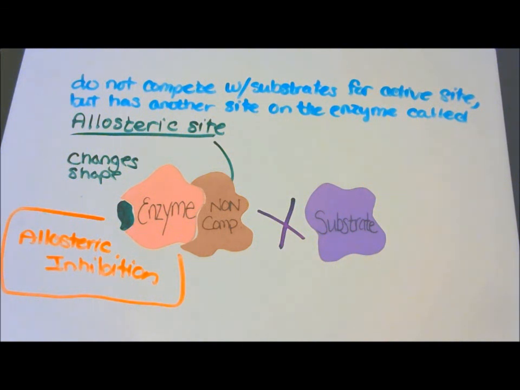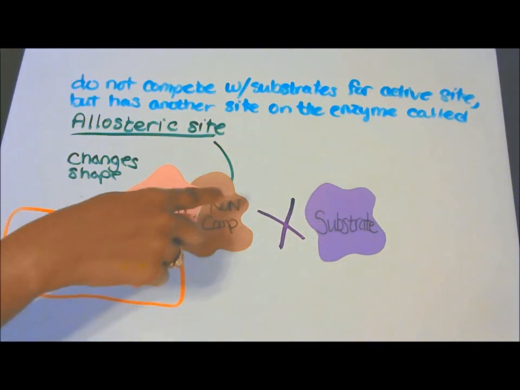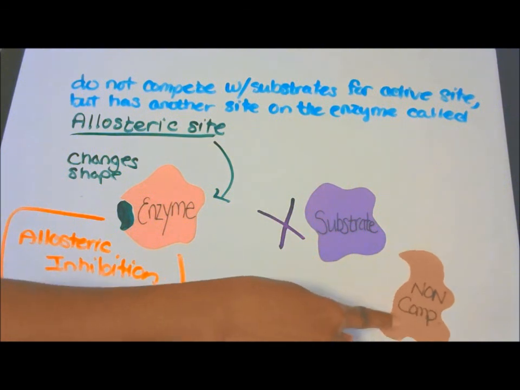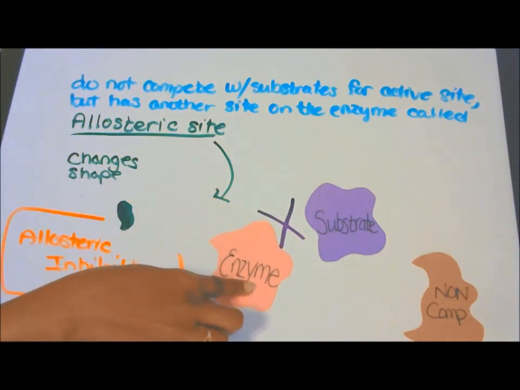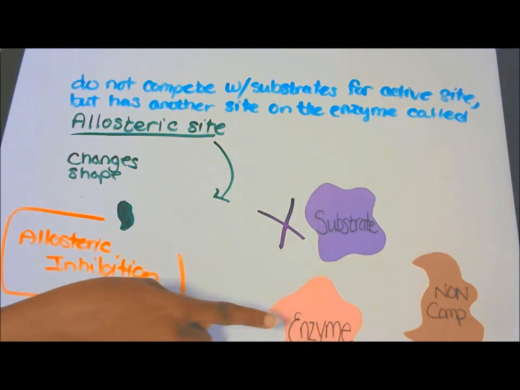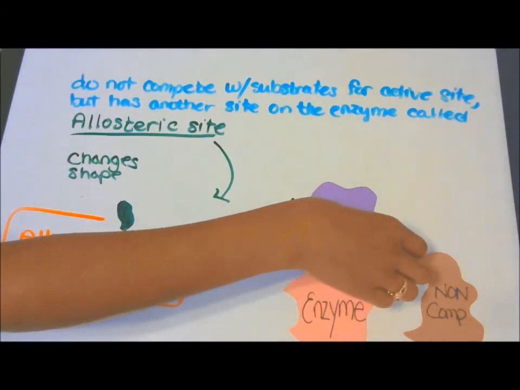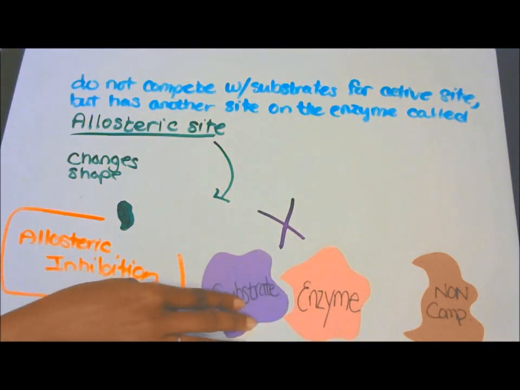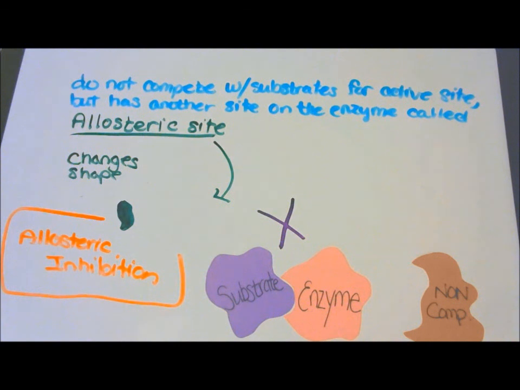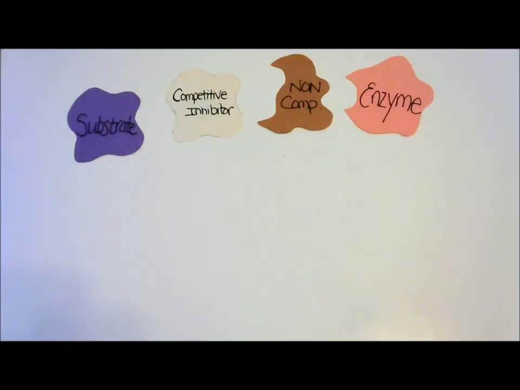Now, can this process be reversed? Yes, in some cases it can. So the non-competitive inhibitor can leave, allowing the enzyme to go back to its normal state or normal shape, and the substrate can then bind to the enzyme again.